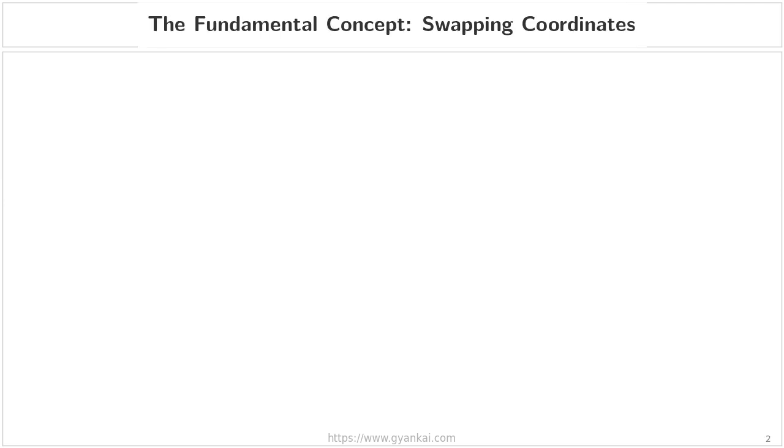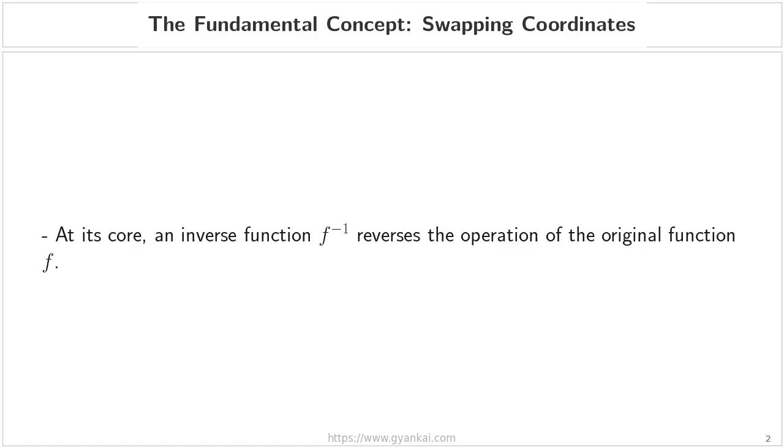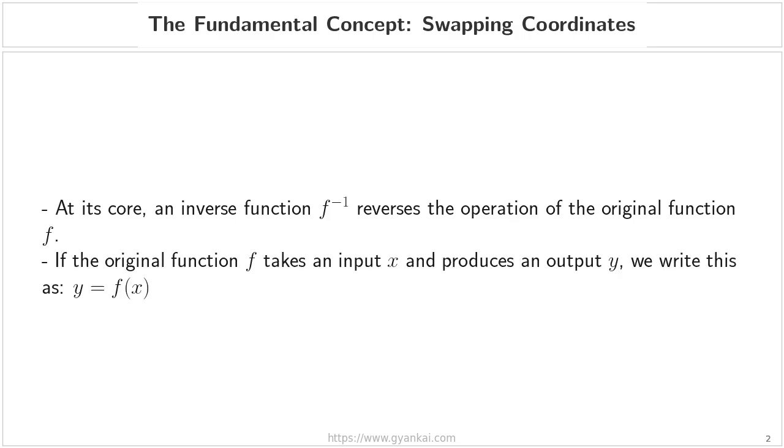The fundamental concept, swapping coordinates. Now that we have established the algebraic requirements for a function to have an inverse, let us move on to how this works visually. At its core, an inverse function, denoted as f inverse, simply reverses the operation of the original function, f. To understand this, consider the flow of the function.